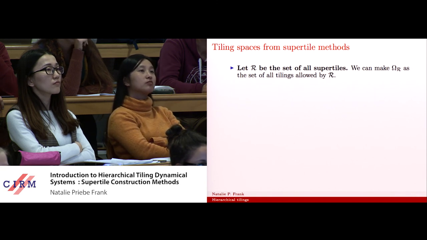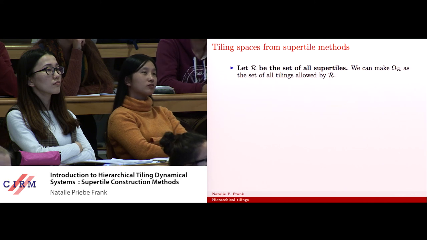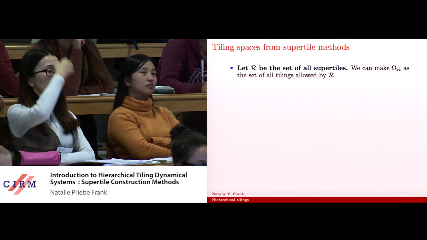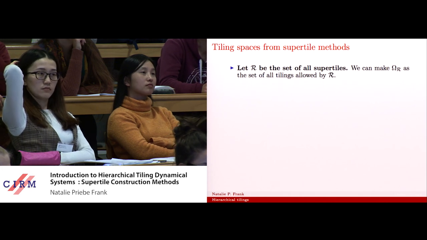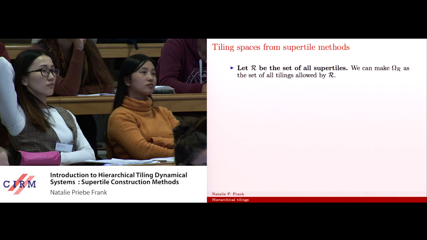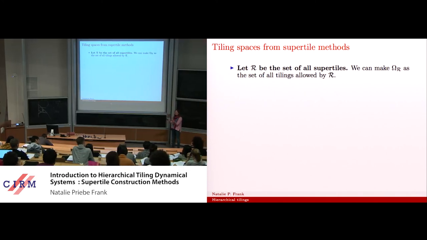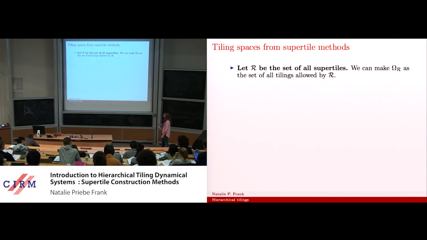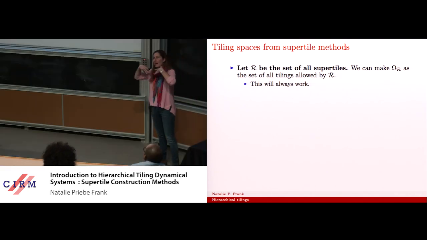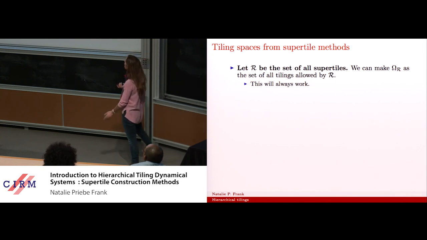So every single thing I just showed you is in a class of things I'm calling supertile methods for constructing things. And I'm not sure whether that is regrettable terminology. If you have a better idea, let me know. But just as a class, they all kind of do the same thing, and they have a lot of things in common. There are techniques that apply to all of them. As usual, there are two ways to make tiling spaces from the supertile methods. One way is to take the set of all supertiles, use it as a language, take everything that's allowed, and make your tiling space that way. And that always works.